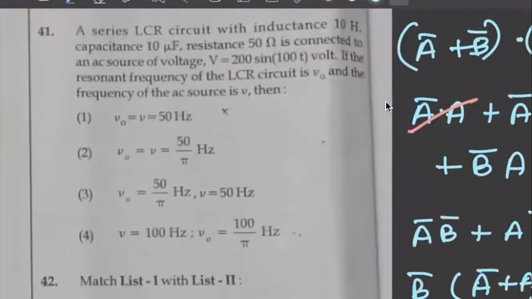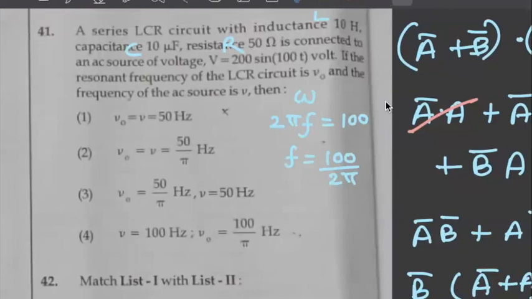41. Series LCR circuit with inductance 10 Henry. This is L, C, R connected to an AC source of voltage. If the resonant frequency is nu naught and the frequency of the AC source is nu, then what are nu and nu naught, they are asking. So what's nu? This is omega t, 100t. So omega, which is 2 pi f, is 100. So what's f? 100 by 2 pi, or it is 50 upon pi.